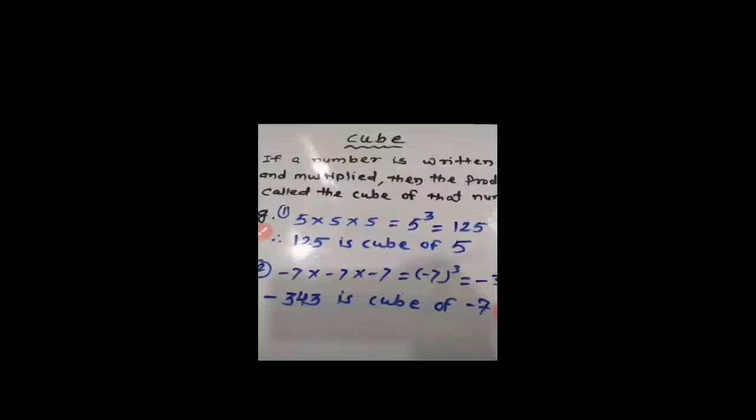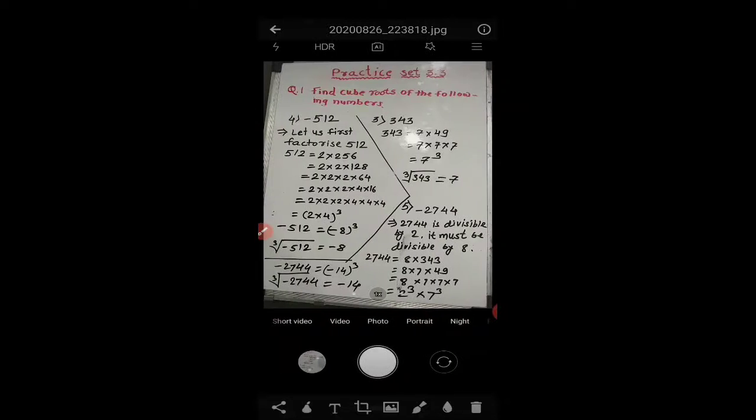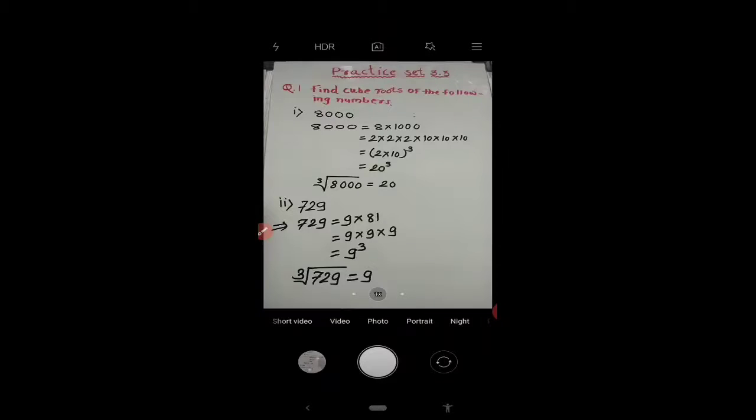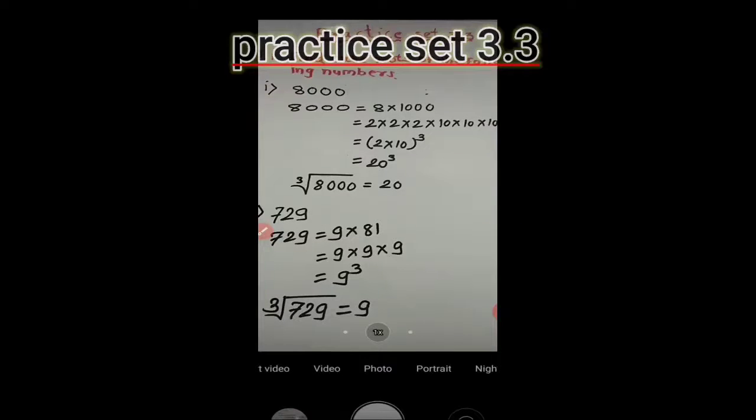In this way, we find the cube of any number. The cube of a negative number is negative. You remember this. The cube of any negative number is negative. Now, practice set 3.3. Question number 1 is: find the cube roots of the following numbers.